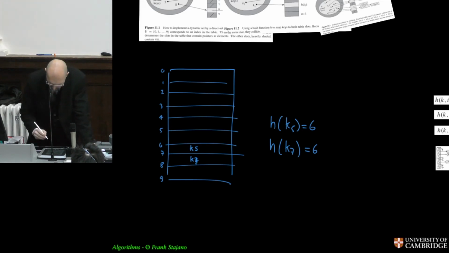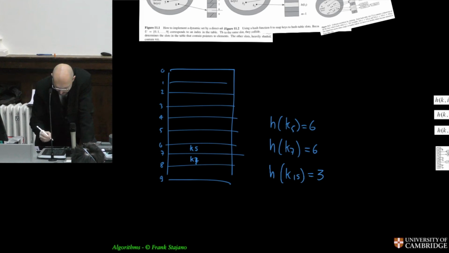So then I want to put in some other key, h of K15, and it hashes to 3. Then I look at 3, and 3 looks empty, okay, so I put K15 in here. Great. Then I hash K74, and it hashes to value 5. That's empty, great, so K74 goes there.